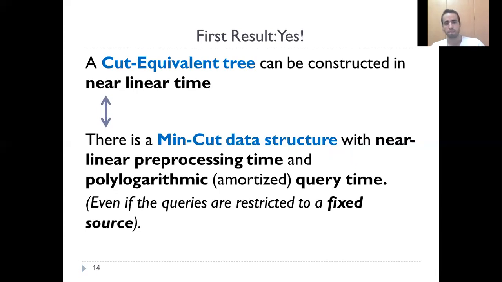Now, this shows that it doesn't matter which solution you would come up with for the data structure version. It doesn't matter how crazy it is. I can take it and turn it into a cut-equivalent tree. So that's why it's very significant.